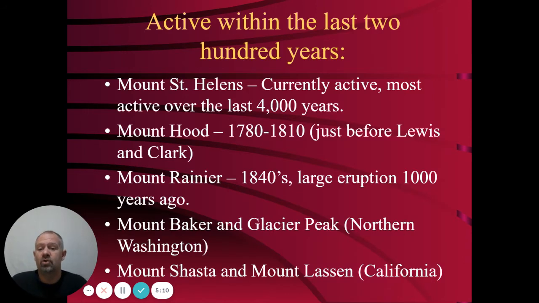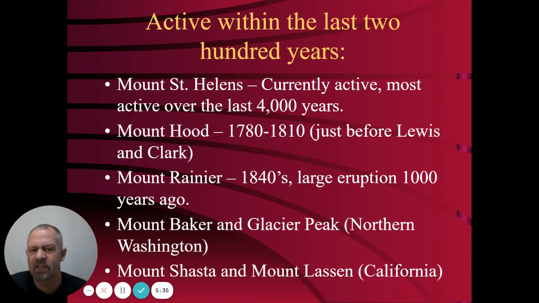Okay, so what I want to do first is a general overview of the active volcanoes here in the Pacific Northwest, the ones that erupted in the last 200 years. Mount St. Helens is obviously currently active, the most active over the last 4,000 years. Mount Hood, like I said, erupted in the 1780s and 1810, and I would guess more in the early 1800s. Mount Rainier erupted in the 1840s. It wasn't a big eruption.